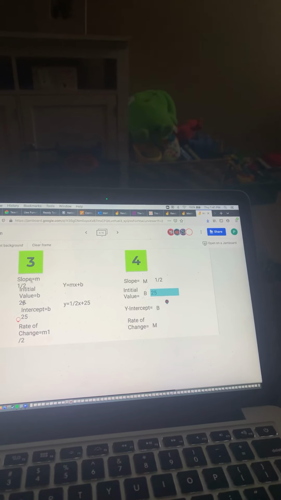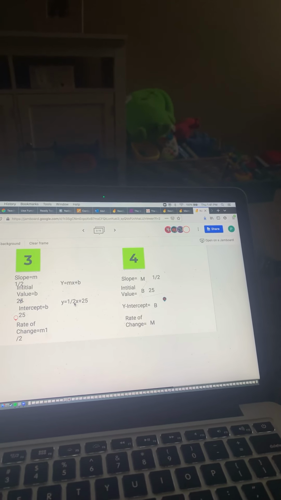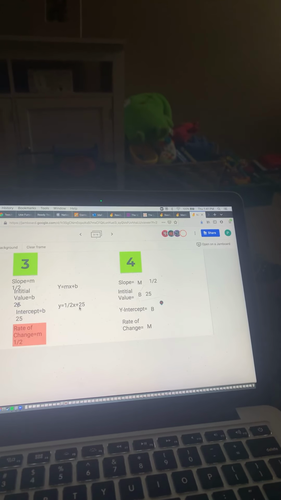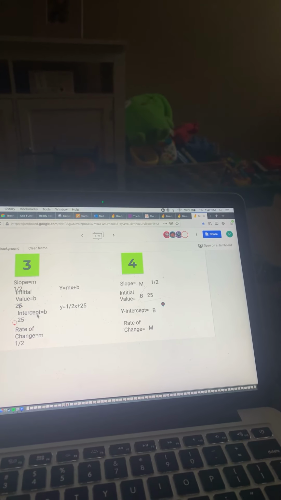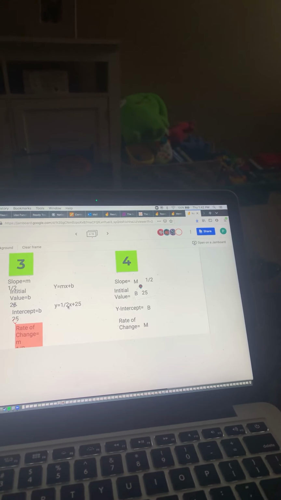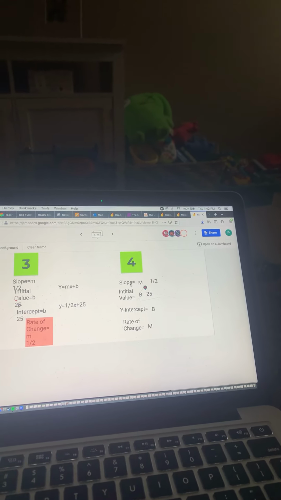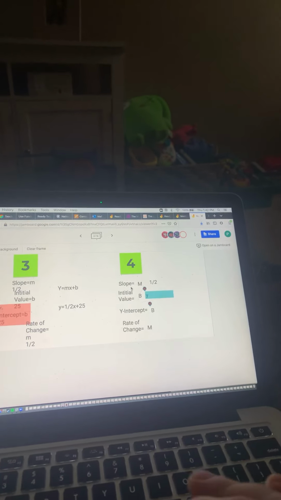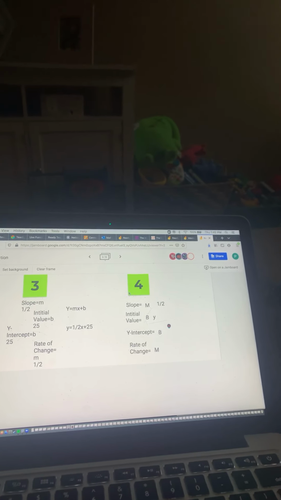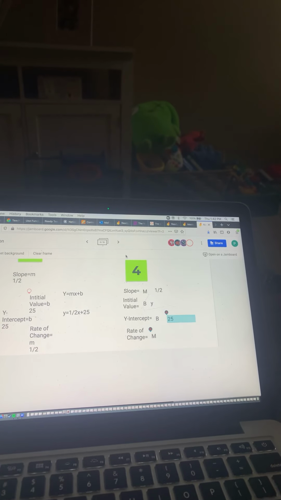Good. As you can see, they're putting the slope, which is 1/2, which it is, right, in this equation. The initial value is 25, good. The y-intercept is 25, good. And the rate of change is 1/2. Once they were able to understand that the rate of change and slope are talking about the same thing, they were able to grasp the information a lot quicker. Some of my learners were having a tough time understanding that both represented the same thing.